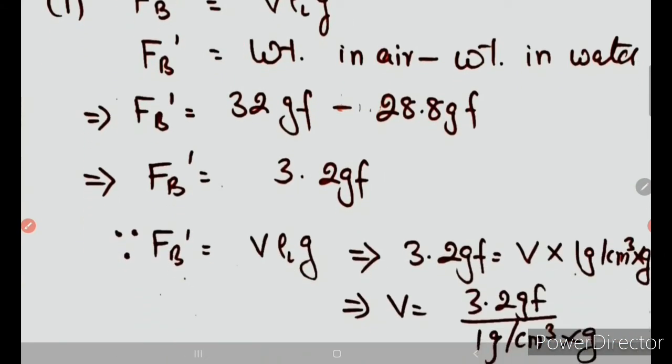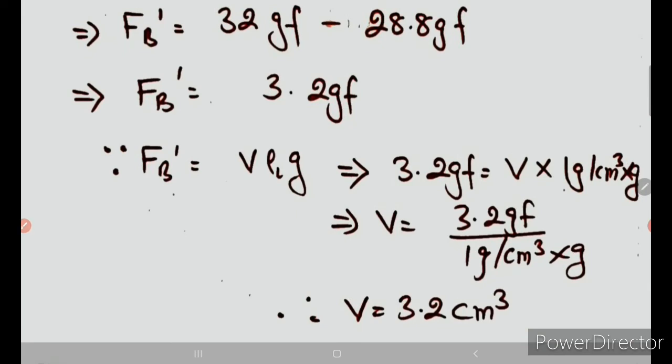Okay. So further solving it, we shall get upthrust equal to V rho L g, and replacing the value of upthrust, that is 3.2 gram force, it will be equal to V rho L g. Rho L is the density of the liquid, multiplied by acceleration due to gravity. Now thus calculating the value of V, I think you know we have done this so many times in exercise 5a. Thus volume will be equal to 3.2 centimeter cube.